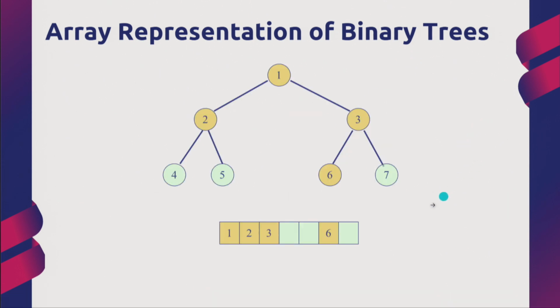In this example, what you see is we have an array, and the array size is exactly the same as the number of elements in the tree. So there is no wastage of space in this particular example. There are 7 nodes in this tree, and we have defined the size of the array to be exactly 7.